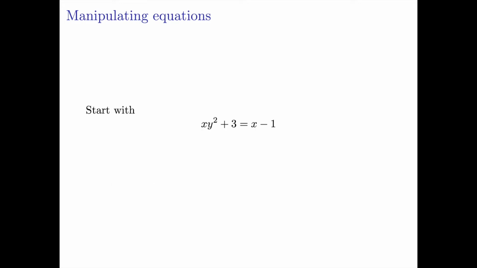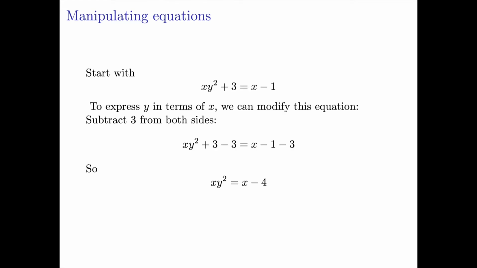Let's take this example that we started with. xy squared plus 3 equals x minus 1. And we want to manipulate this equation into something that expresses y as a function of x. So it looks like it's of the form y equals f of x. Remember, you can do whatever you want to this equation as long as you do it to both sides. So you can add, multiply, subtract, whatever.